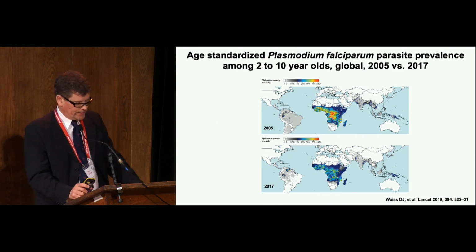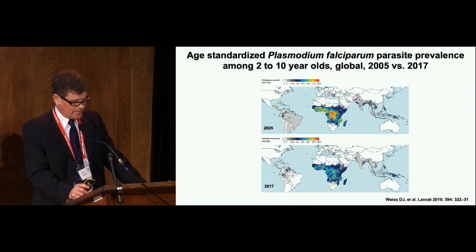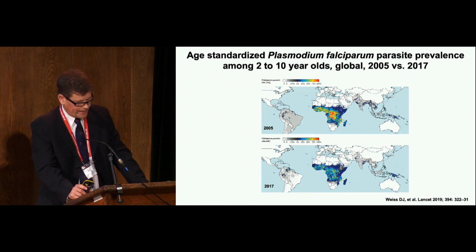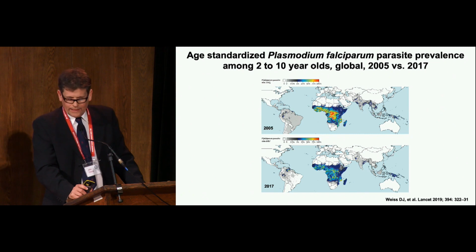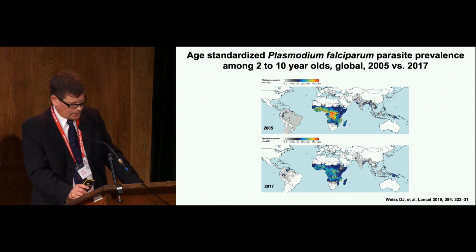By way of illustration, these heat maps show Plasmodium falciparum parasite prevalence globally among 2 to 10-year-olds, modelled from community surveys for the year 2005 in the top panel and 2017 in the bottom. Areas in grey are essentially malaria-free. Those in red, the proportion of the population positive for malaria parasites approaches 100%, whereas parasite prevalence approaches 0 for areas in blue. You'll note there's a marked cooling of the colours in sub-Saharan African countries between 2005 and 2017.